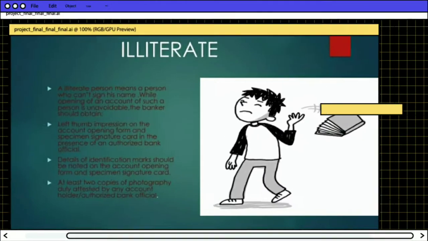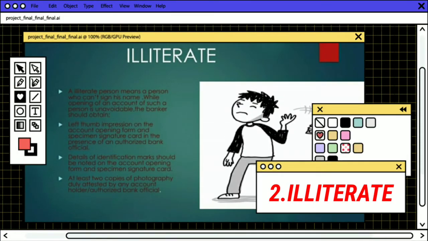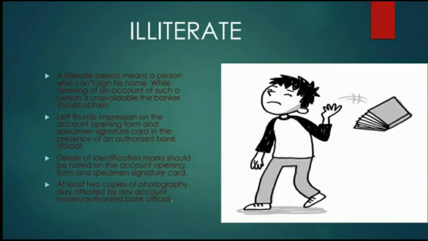So the second type is an illiterate. An illiterate person means a person who can't sign his name or even read or write. While opening an account of such a person is unavoidable, the bank should obtain the following. First, left thumb impression on the account opening form and specimen signature card in the presence of an authorized bank official. Second, details of identification marks should be noted on the account opening form and specimen signature card. Third, at least 2 copies of photographs duly attested by any account holder or authorized bank official.